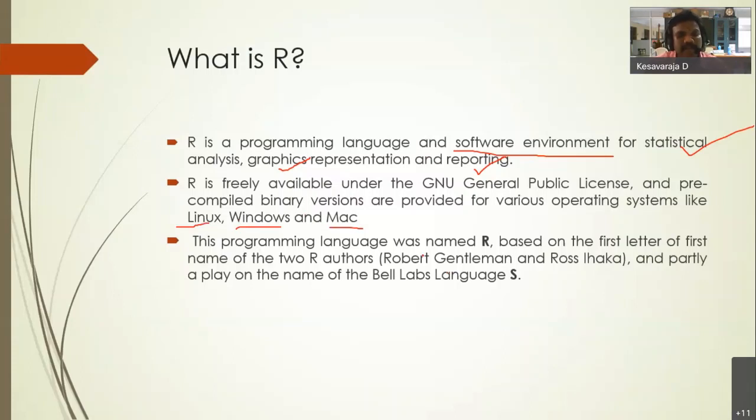The name behind R, why it is named R. R programming was introduced by two people, one called Robert and another called Ross. Because of their first names, the first letter being R, the programming language was named R. So Robert as well as Ross, their first letter starts with R, and because of that they named the programming language R programming. It is owned by Bell Laboratories, but it's under the GNU public license, completely open source.